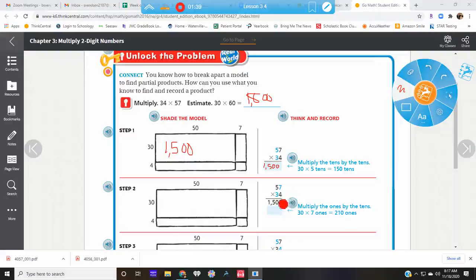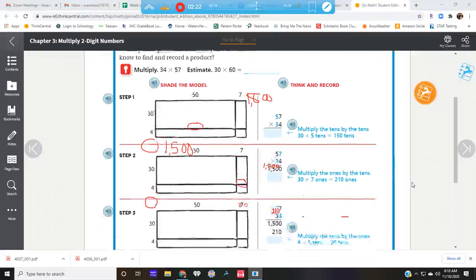So now we're going to look at this 30. I want to make sure we see where we're getting these numbers. So we're going to look at the 30 and the 7. Okay, so 30 times 7. Let's take that 0 out for right now. 3 times 7 is 21. And then we have to bring this 0 back. And we get 210. Alright, so let's move on to the next step.